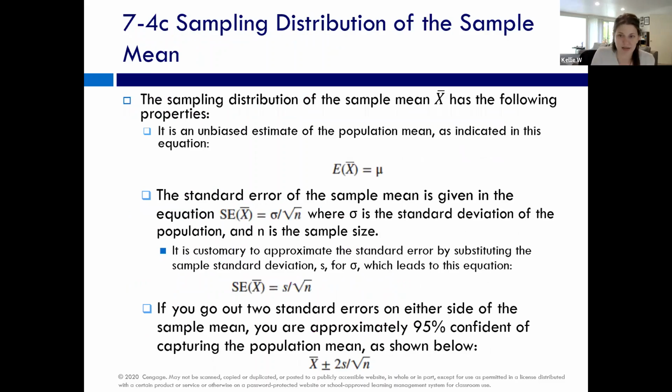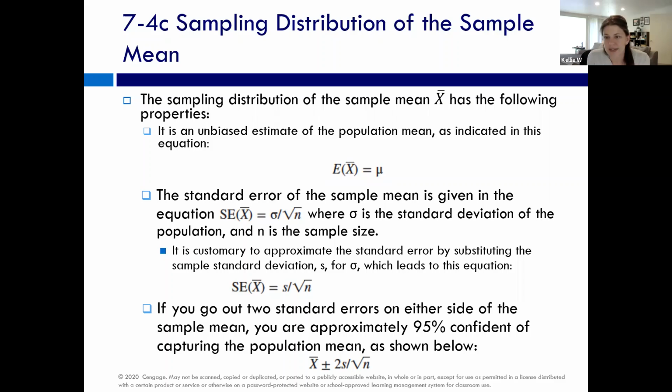And we'll take a look at these in a little more detail. So they talk about the sampling distribution of the sample mean as X bar. And it's our unbiased estimate of the population mean. And so it's just represented by mu, which is our mathematical symbol for mean.